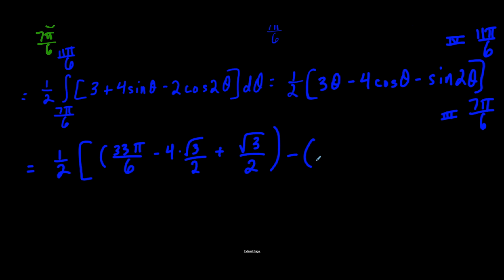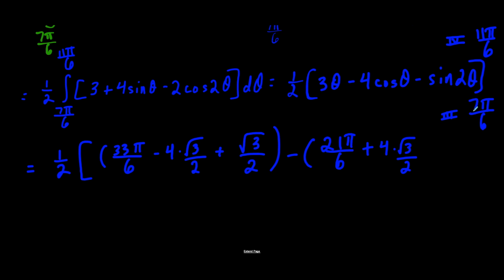Now we have minus, and when we substitute in 7 pi over 6, we've got 3 times 7 pi over 6 is 21 pi over 6. For this term here, we've got minus 4 times cosine of 7 pi over 6, which is a quadrant 3 angle. Cosine is negative in that quadrant, which is going to change this to addition because we have a negative times a negative, and the term is still going to be square root 3 over 2 because the reference angle does not change there. But now for the last one, we have to be careful all over again.